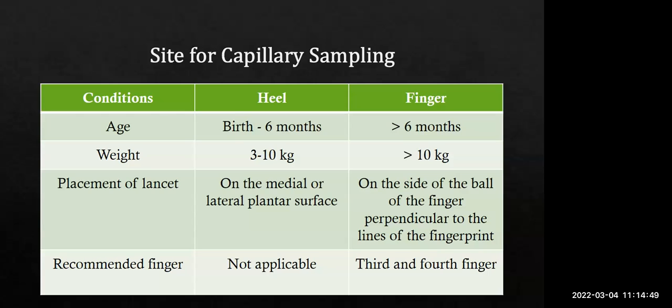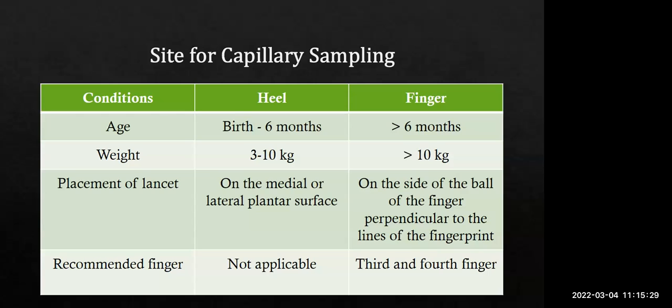For fingers, usually the third or fourth finger is preferred in infants more than 6 months and in all children. The thumb is not preferred because there is a pulse and it is likely to bleed excessively. The index finger is more sensitive and can be more painful, that's why we avoid pricking the index finger. The little finger does not have enough tissue to prevent the lancet from hitting the bone. The placement of the lancet must be on the side of the ball of the finger, perpendicular to the lines of the fingerprint.